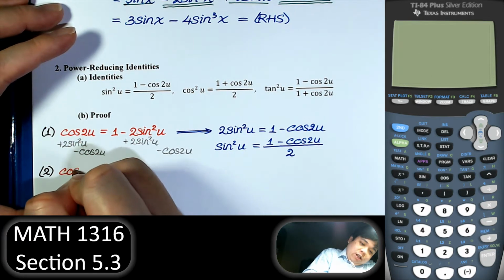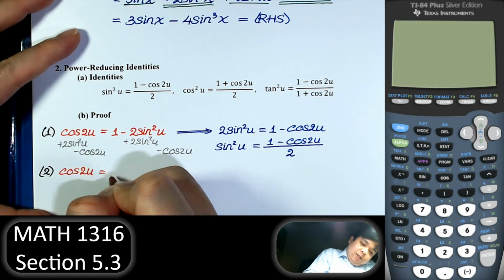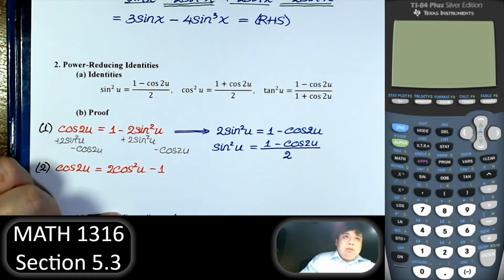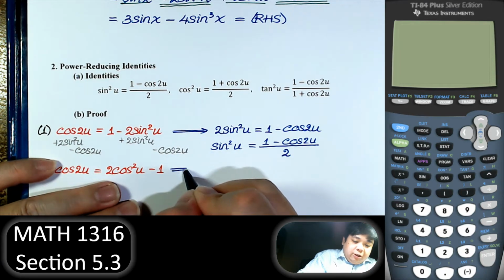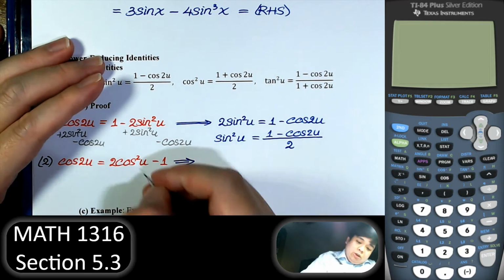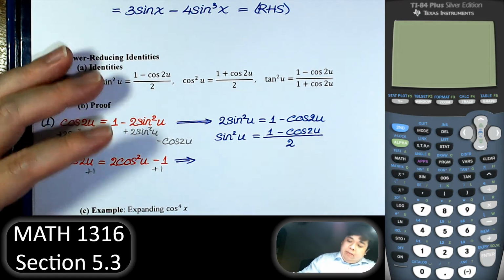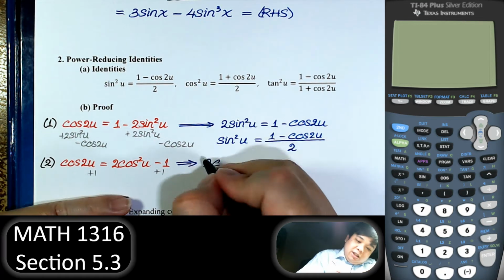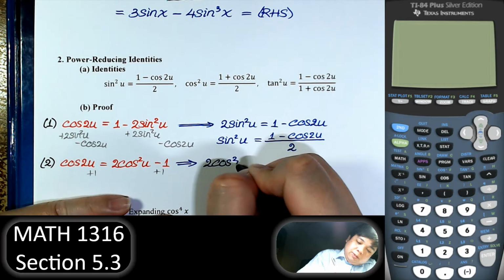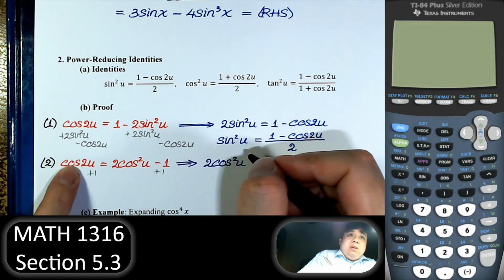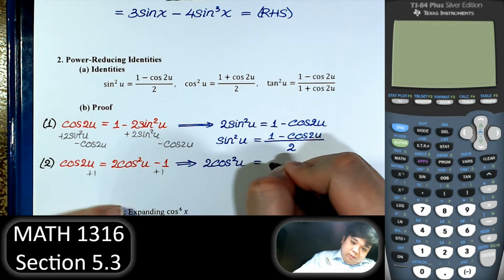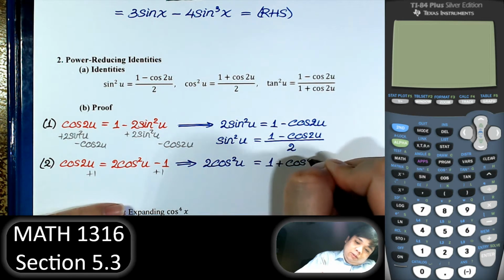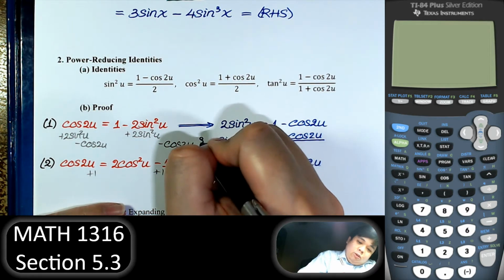Now if we use this one instead, now if we want to solve for cosine square, what we need to do is plus 1 on both sides. And now we write the 2 cosine square. I just flip the sides. The other side is 1 plus cosine 2u or cosine 2u plus 1. And then divide by 2 on both sides.